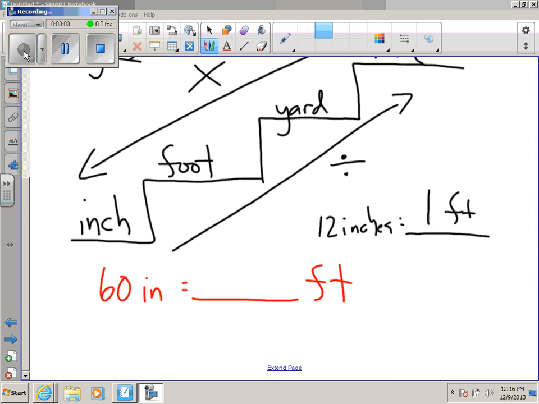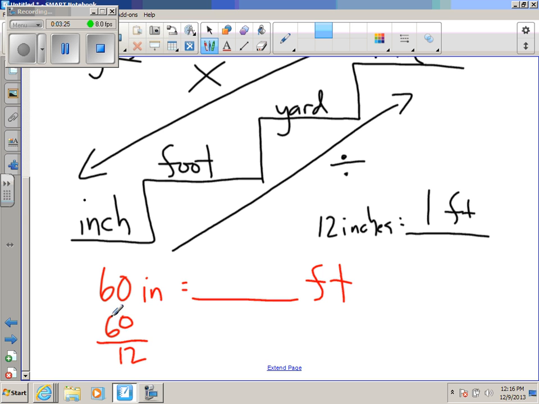For example, 60 inches is how many feet? I always start with what I know. In this case, I know how many inches I have. So to get from inches to feet, I'm going up the staircase, which means I'll be dividing. Now, probably a good idea to get in the habit of doing this. 60 will be divided by how many inches are in a foot?